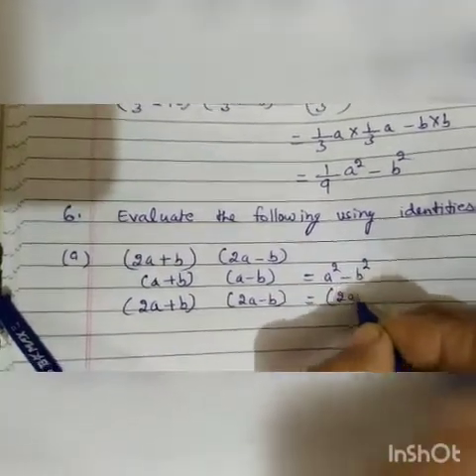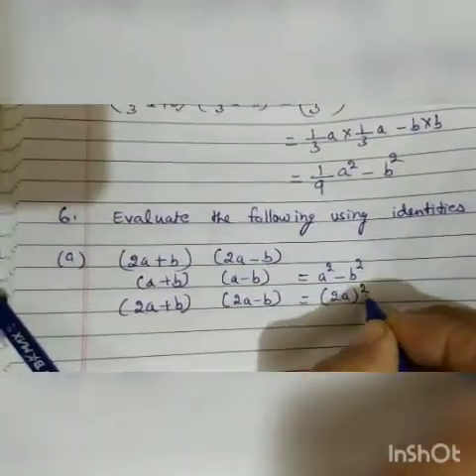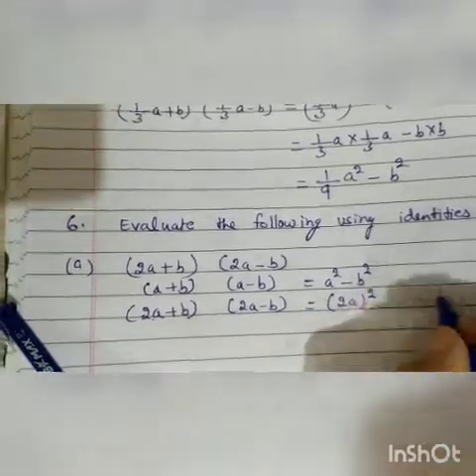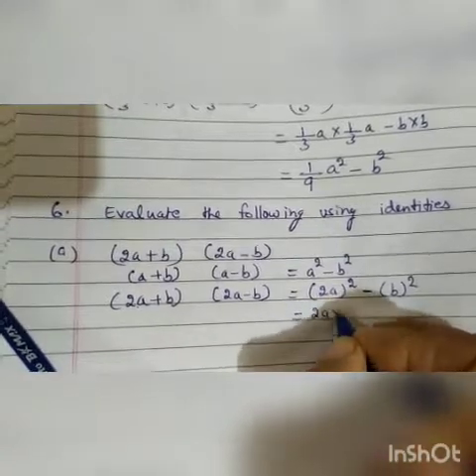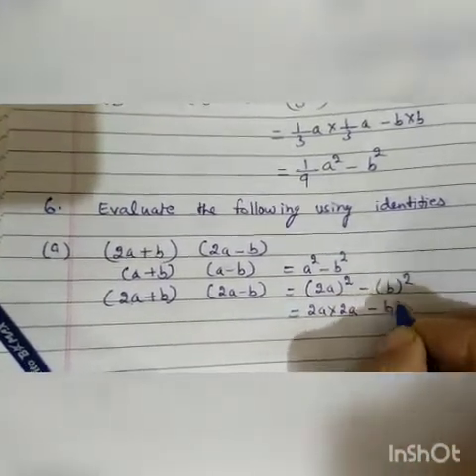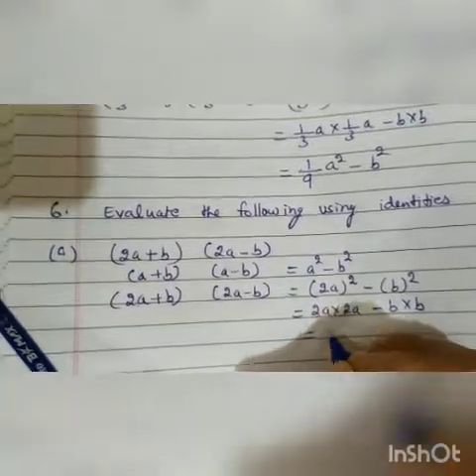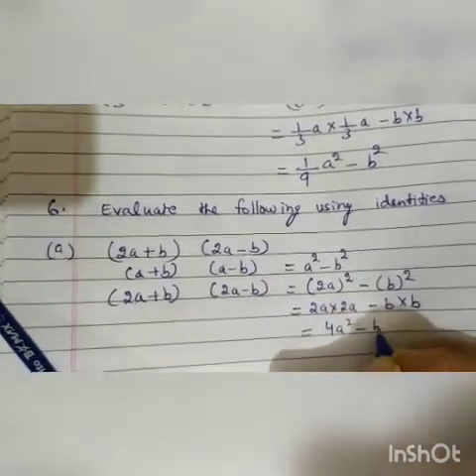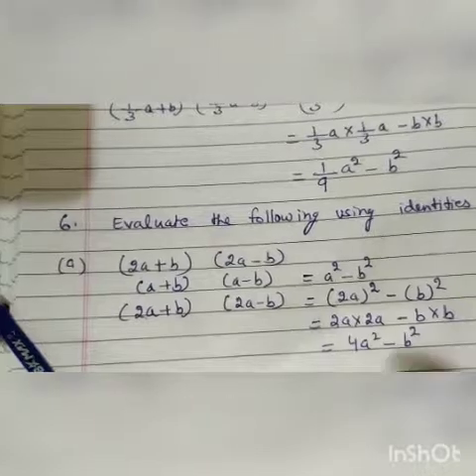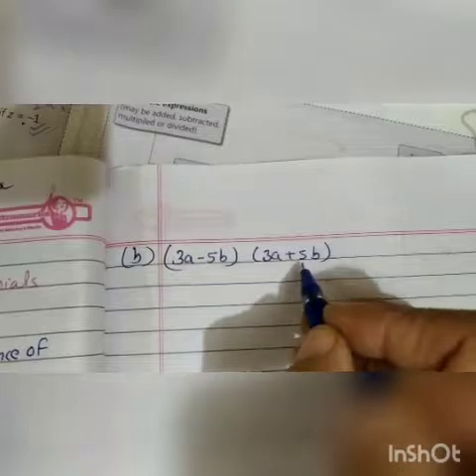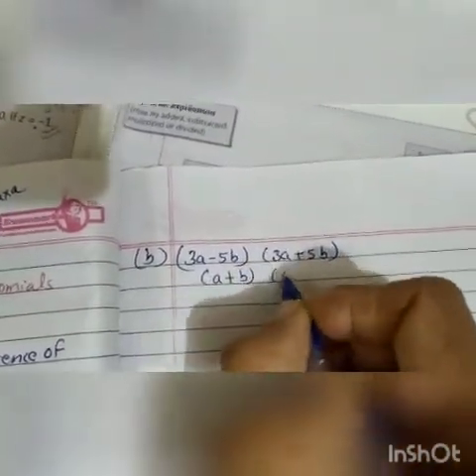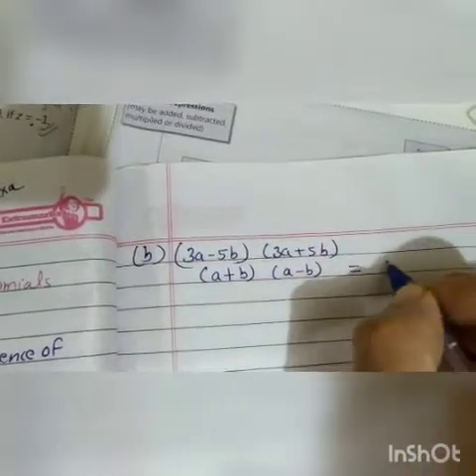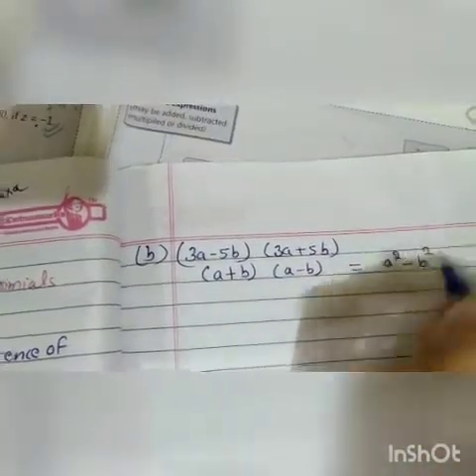We will write it as (2a) whole square, or we can say square of 2a, minus b whole square. 2a whole square means 2a into 2a, minus b into b. 2 twos are 4a square minus b square. Then the b part is (3a minus 5b)(3a plus 5b). Again we will write the same identity: (a plus b)(a minus b) is equal to a square minus b square.